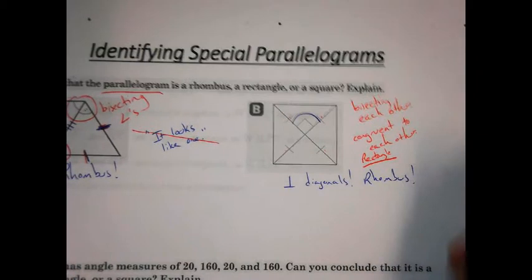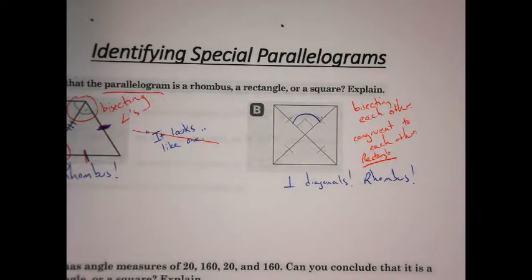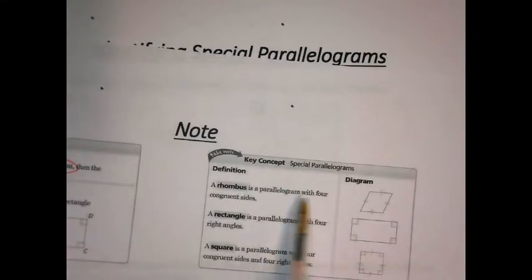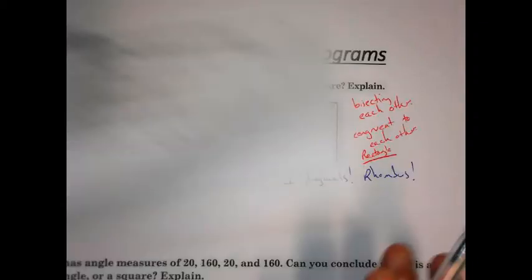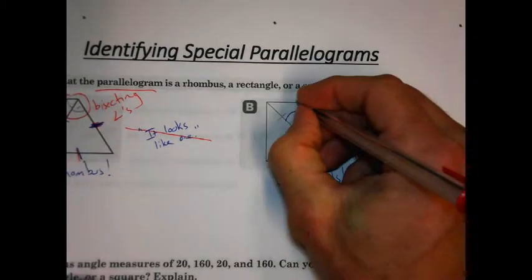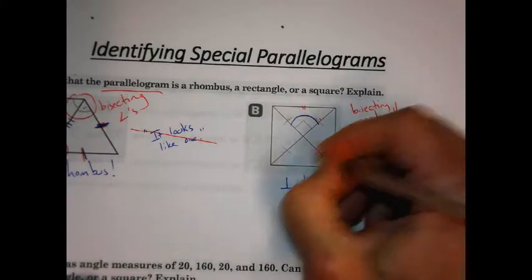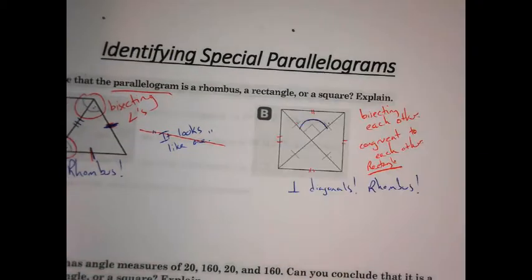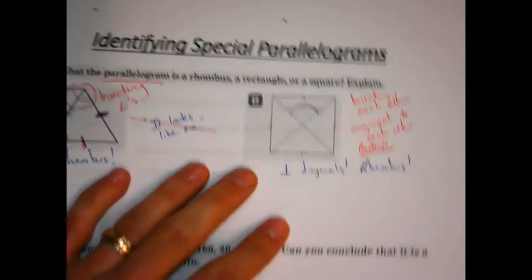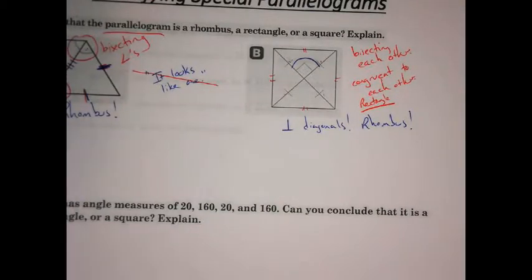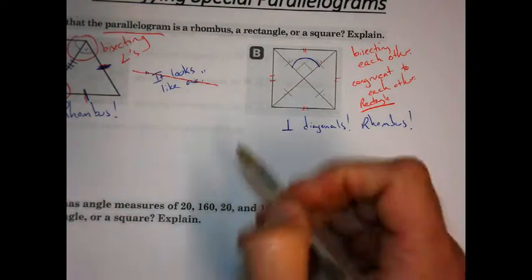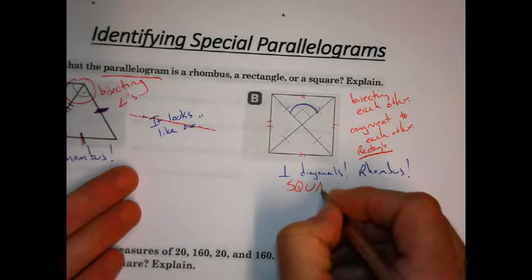Yo! What does that mean? If it's a rhombus, what does that mean? What defines a rhombus? A rhombus has 4 congruent sides. So what do we know? We know that all 4 sides are congruent. Boom, boom, boom, boom. So it's a rectangle with 4 congruent sides. You now know as well as I do that we can conclude that this is indeed a square.